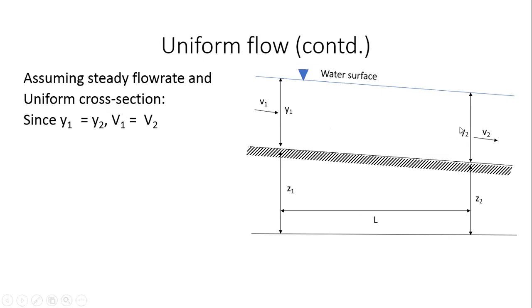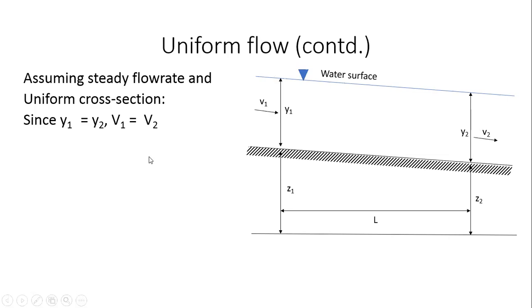If y1 and y2 are the same, the flow rate is the same, and if the cross section details at both these locations are the same. By that I mean, if it is a rectangular cross section here, this is the same rectangular cross section at this section as well. If it's a trapezoidal cross section here, it is the same trapezoidal cross section here as well, right? So if that is the case, then naturally v1 and v2 will be exactly equal, right?